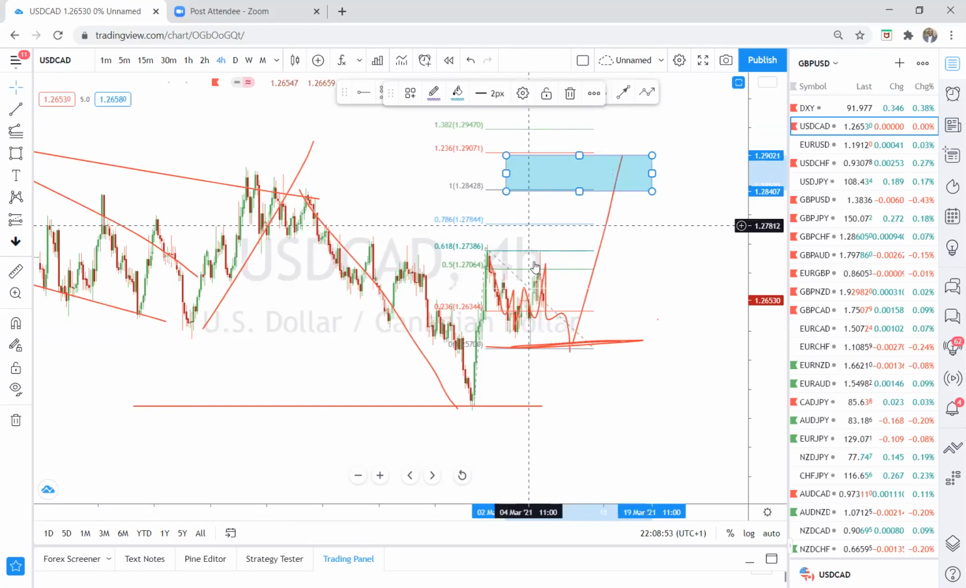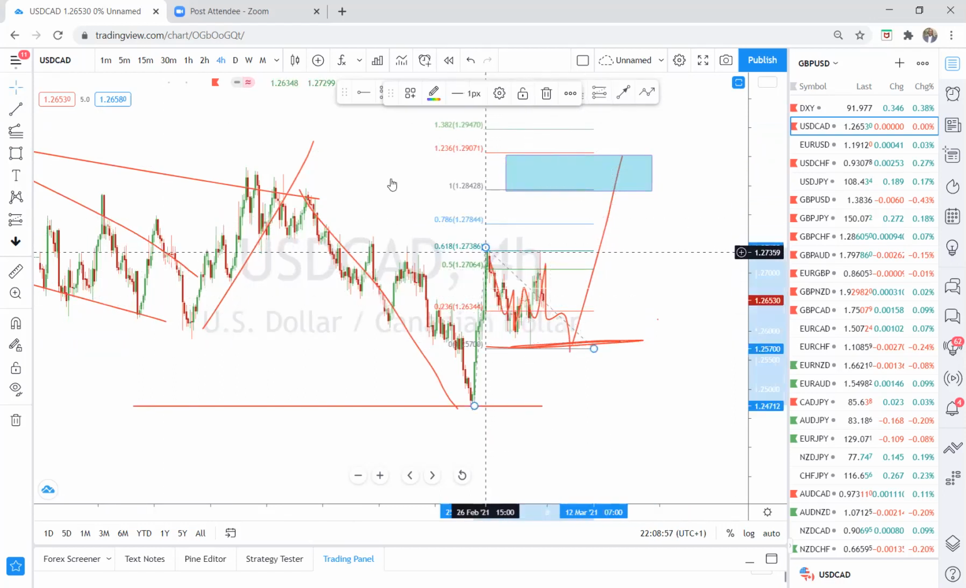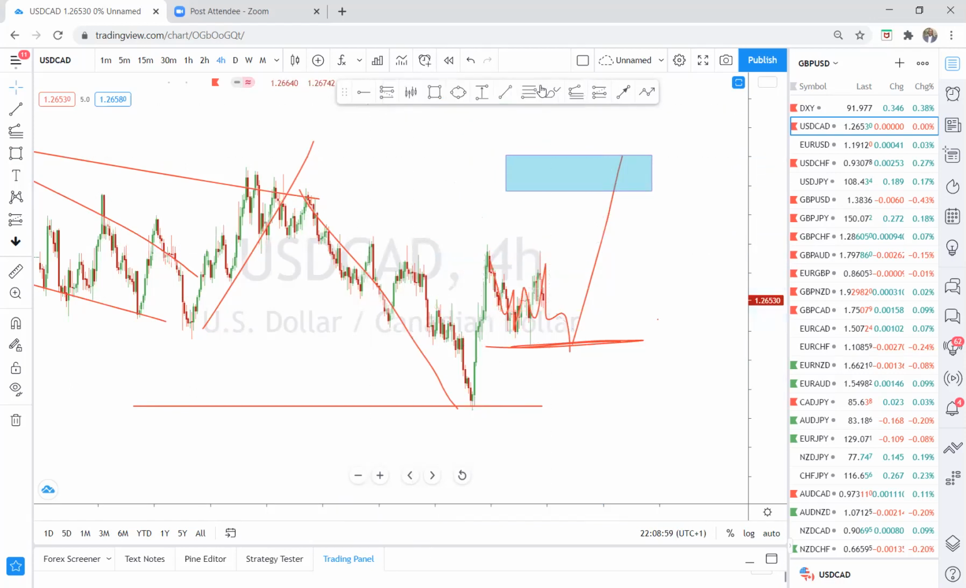Allow this current structure to break down, because if you don't allow it to break down, certainly you should know that there is no way USD CAD can flip to the upside correctively as it is going. It has to first break down to this level, then we look for buy opportunity. That is USD CAD.